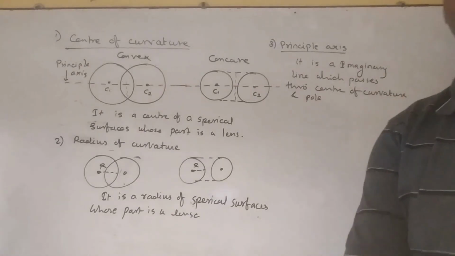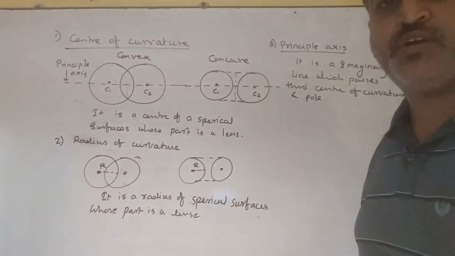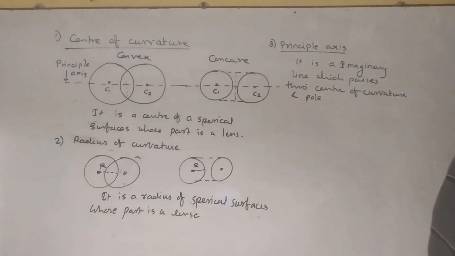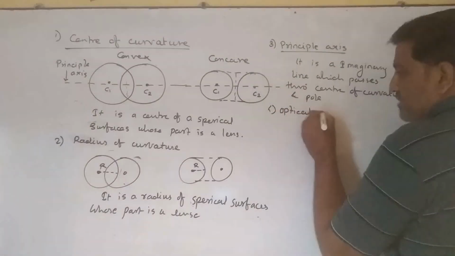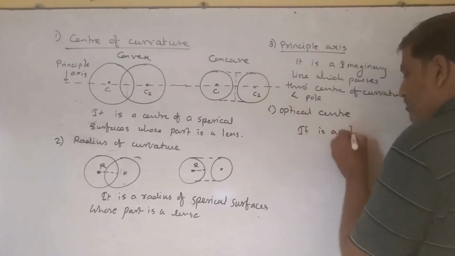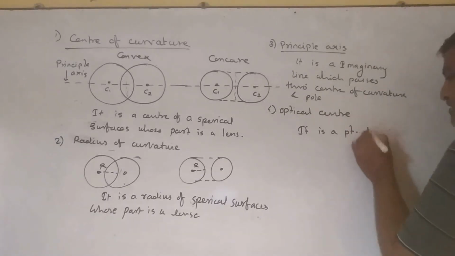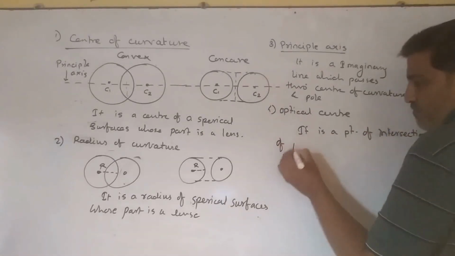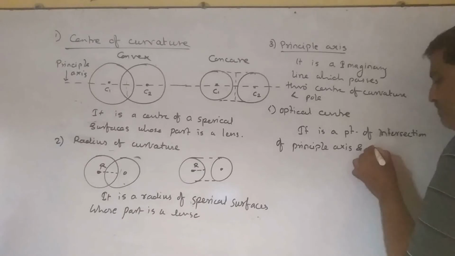It is shown by a line which is passing through. Actually it is imaginary. This line is not present there, but it is an imaginary line which passes through the center of curvature, right? Next is optical center. Optical center. It is a point on the principal axis, or point of intersection, I say, point of intersection of principal axis and principal section.